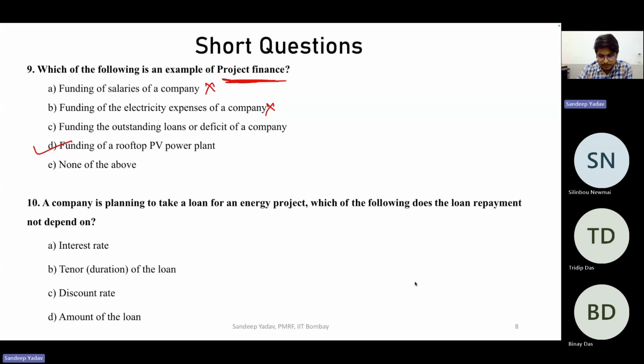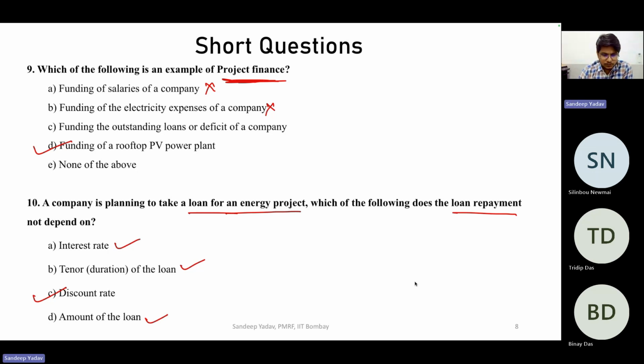Moving to question number 10. A company is planning to take a loan for an energy project. Which of the following does the loan repayment not depend on? Suppose a company has taken a loan for an energy project. Now we have to find which of the following does not affect the loan repayment. Interest rate? Tenure is the duration, so this will affect. Duration also affects. Amount of loan definitely, but discount rate does not affect the loan repayment. So that will be the right option here.